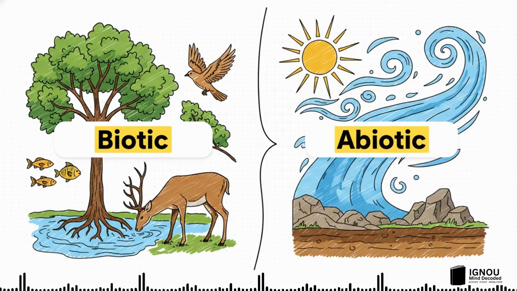Now, to make that a little easier to wrap your head around, we can break the environment down into two main parts. On one side, you have the biotic components. That's all the living stuff. Think plants, animals, tiny little microbes, and of course us. On the other side, you've got the abiotic components, the non-living things. This is the air, water, soil, sunlight, and temperature. The real magic happens where these two things interact.